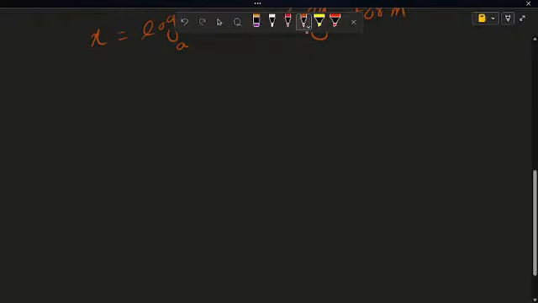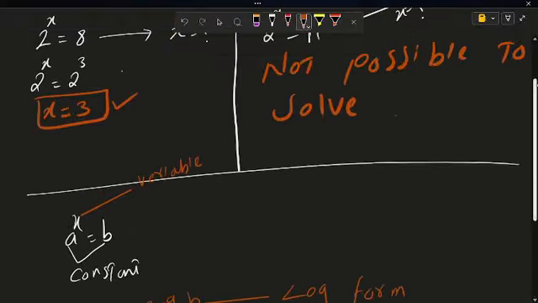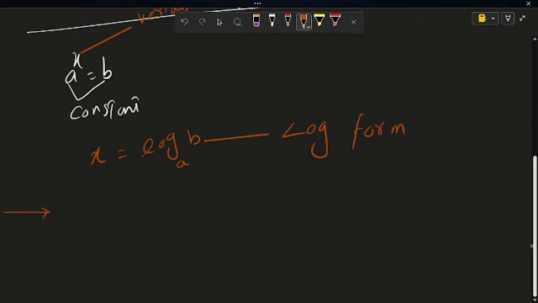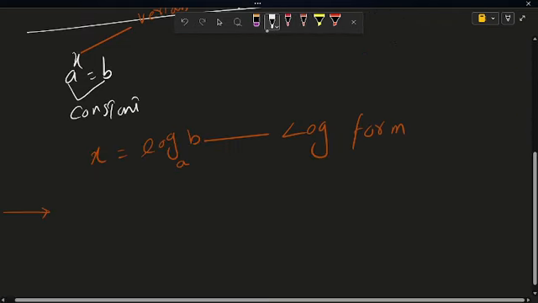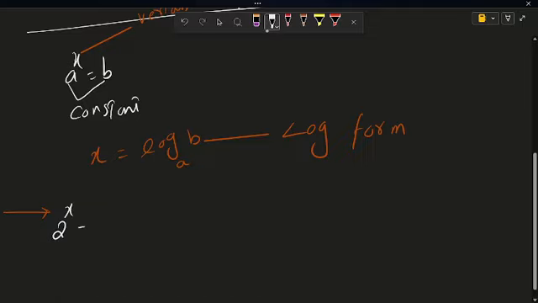Let's solve the question that I assigned you over here. 2 raised to the power x is equal to 11. You can find the value of x as x retains its position as it is, and this 2 will become the base of log of 11. So x is equal to log base 2 of 11, just like that.